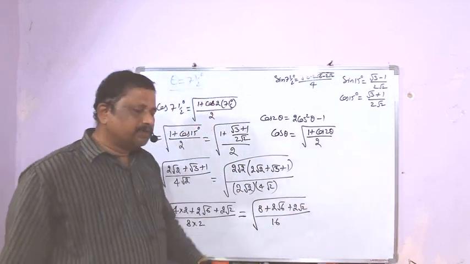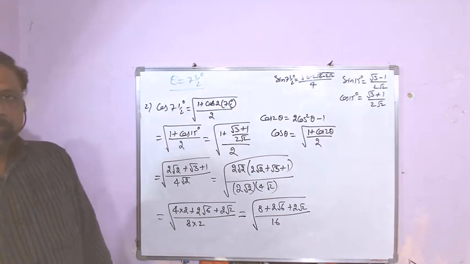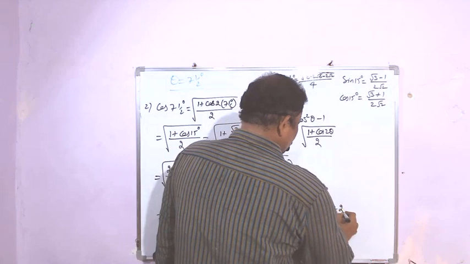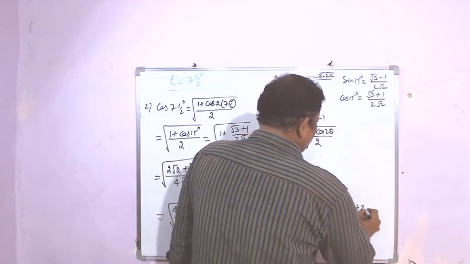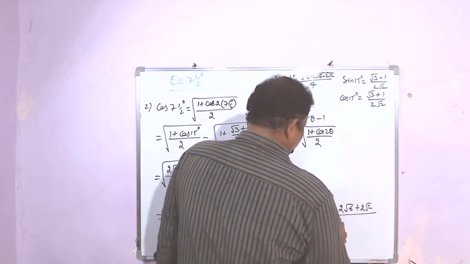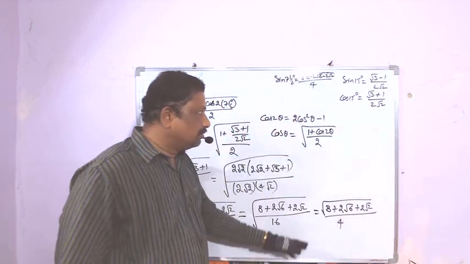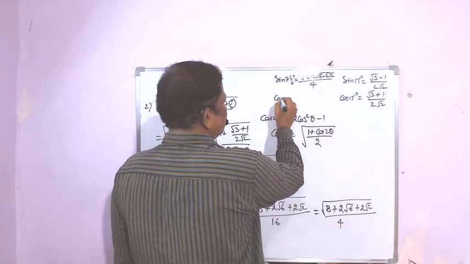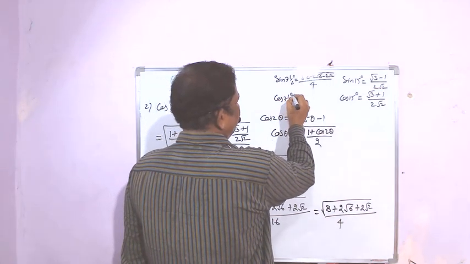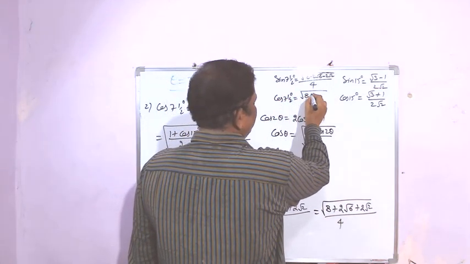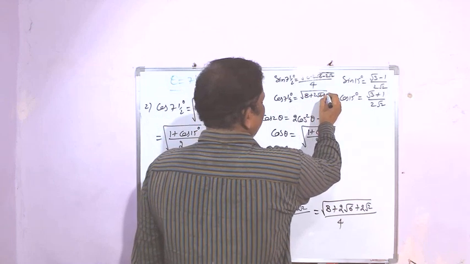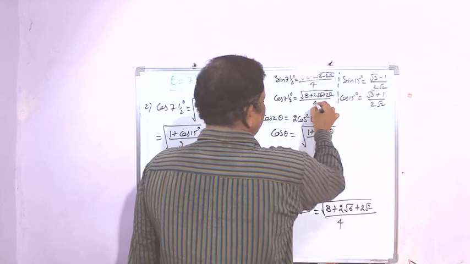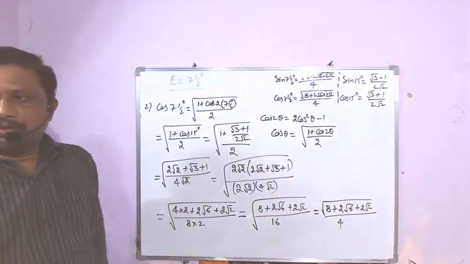What is the value of root 16? Root 16 value is 4. So that means the final answer is 8 plus 2 root 6 plus 2 root 2 divided by 4. 4 4s are 16, no? This is the cos 7.5 degrees value. Cos 7.5 degrees value is under root 8 plus 2 root 6 plus 2 root 2 divided by 4. Okay? Copy it.